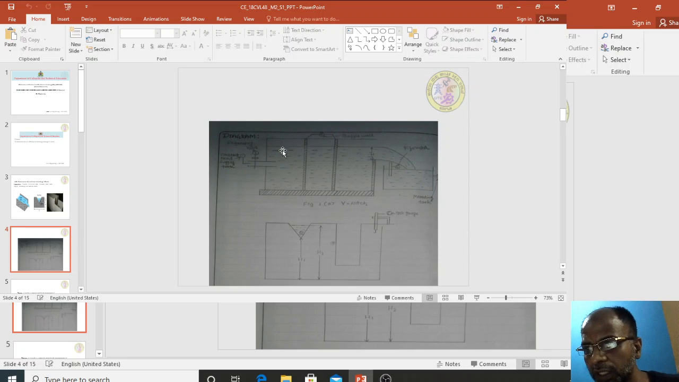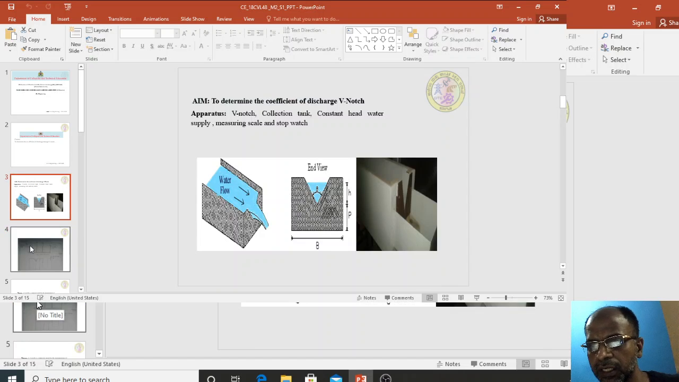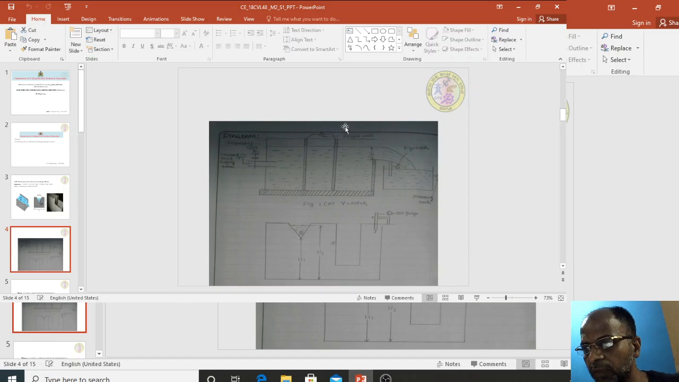Coming to the theoretical part, there is a flow tank. This is your flow tank, and in the tank there are buffer walls. When the inlet water flows here, the water will start collecting up to here. Then through this buffer wall, the water collects here. Again through this buffer wall, the water collects here, and here we have an opening. Because of this opening, the excess water of this head flows here.